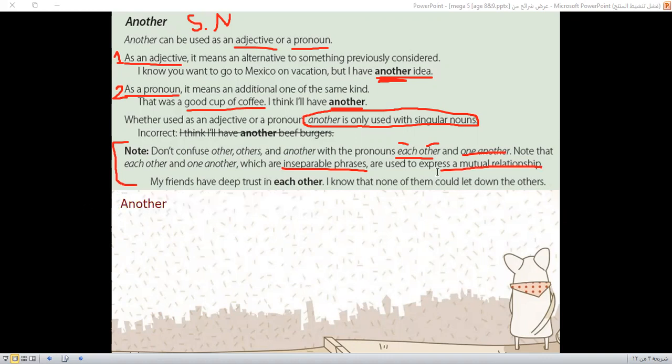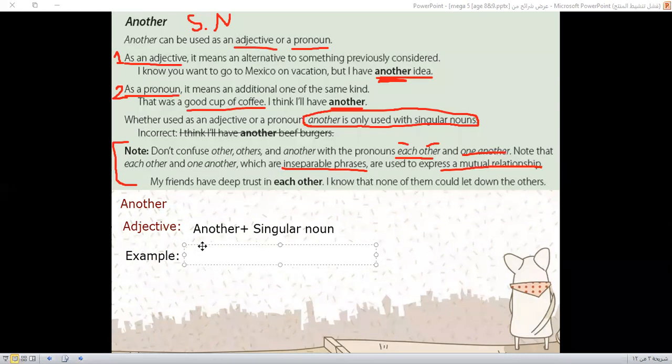Okay, now I need you to write this in your notebook. We're going to use another if I want to use it as an adjective. I will say another plus the singular noun. Yalla, can someone give me an example, please? Using another as an adjective, not as a pronoun. Do you have any example?